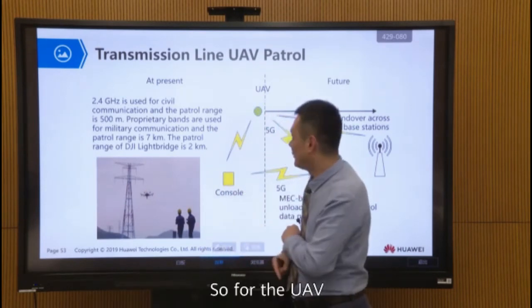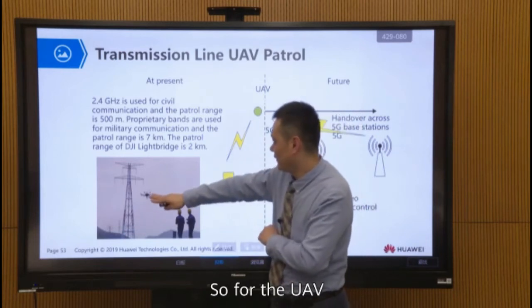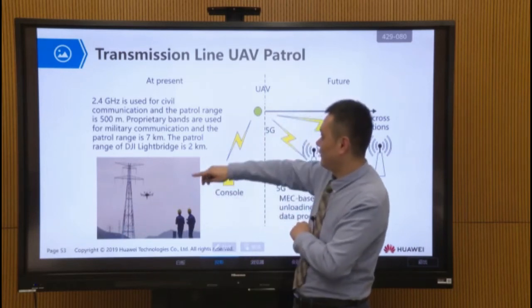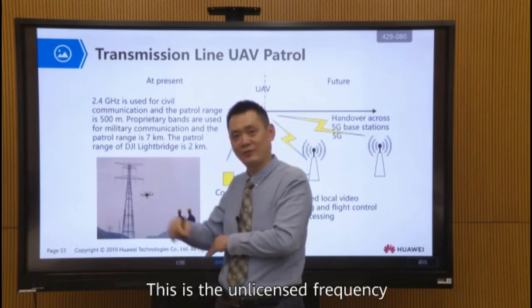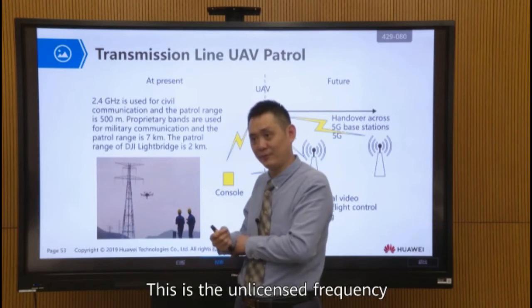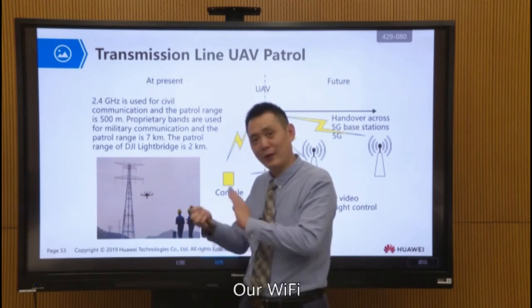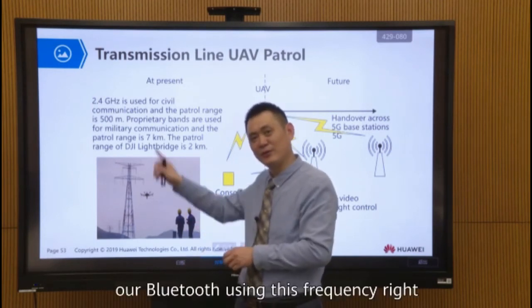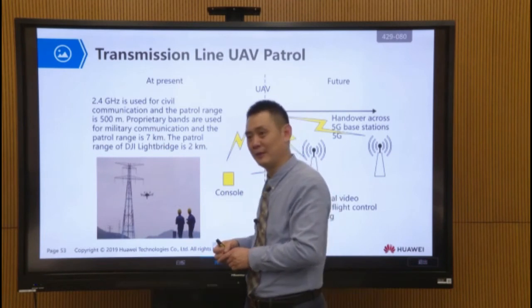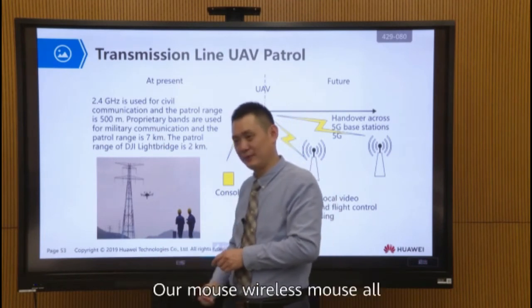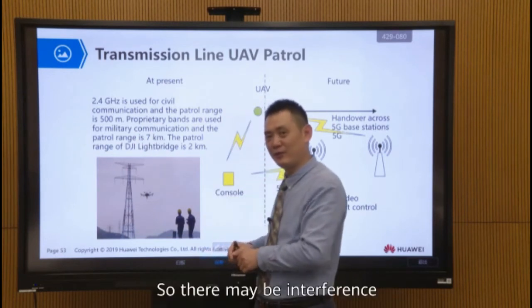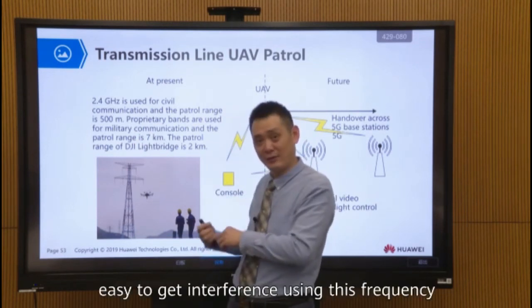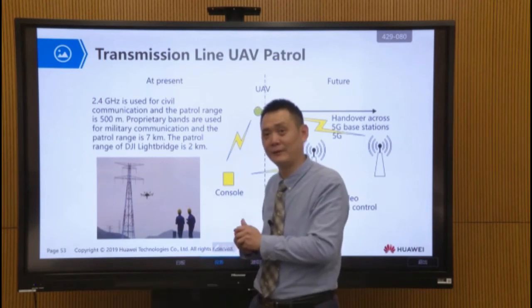So for the UAV, usually it's using 2.4 GHz. This is an unlicensed frequency, a public frequency. Our Wi-Fi and Bluetooth use this frequency, right? Our wireless mouse also uses this frequency. So there may be interference. It's easy to get interference using this frequency.